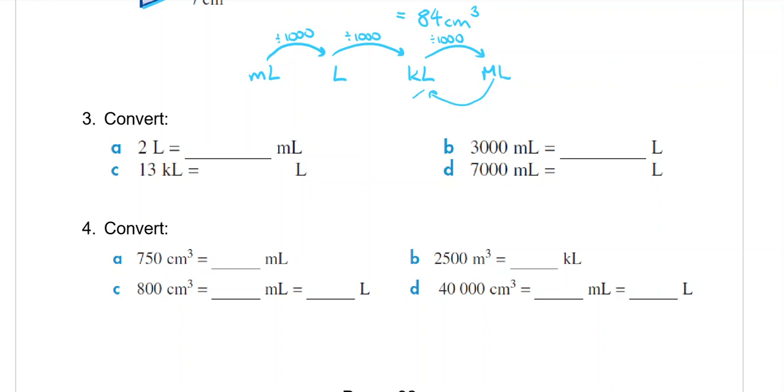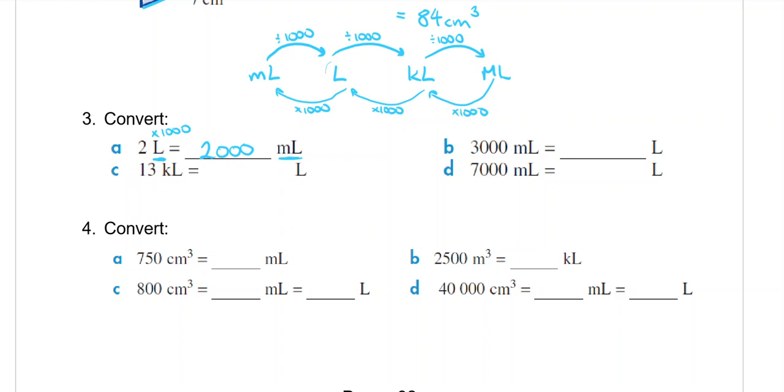Going the other direction, we need to times by 1,000. Okay, so if I'm starting at litres and I want to go to millilitres, find the litres in the diagram and follow the arrow over to millilitres, which means I need to times by 1,000. 2 times 1,000 is 2,000. So 2 litres is 2,000 millilitres.